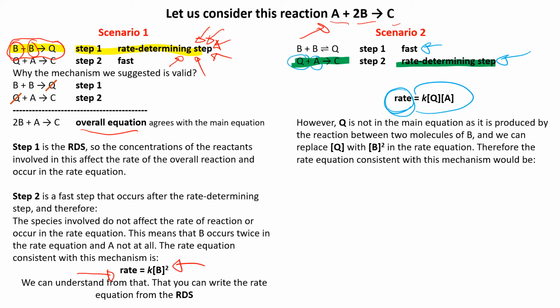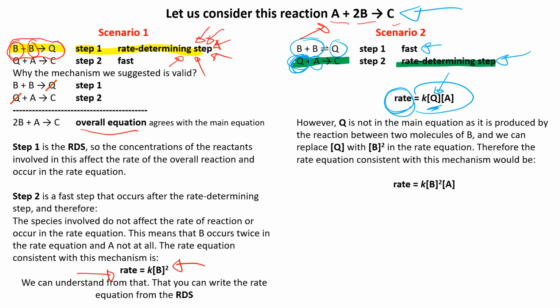One more thing that we have to care about here, which is Q. Q is not in the main equation. How can we include something which is not in the main equation? No, we cannot do that. So we have to replace Q with something from the main equation. We can see that Q is coming from 2 molecules of B, so we can replace it with B squared.